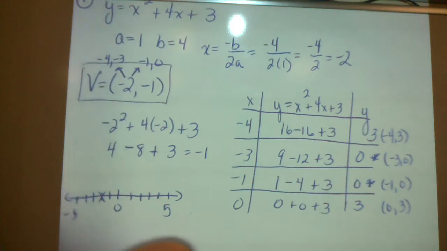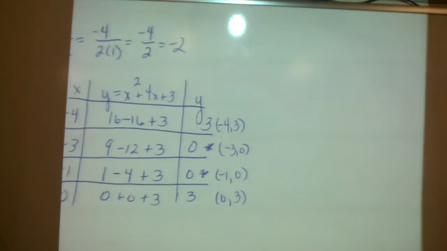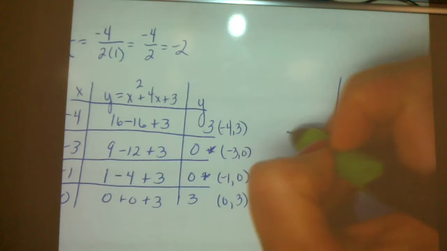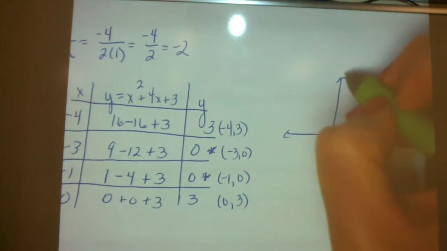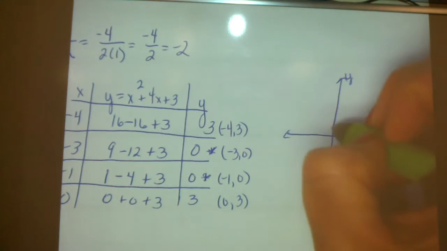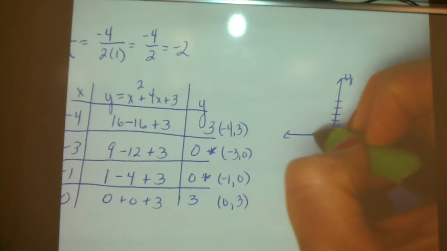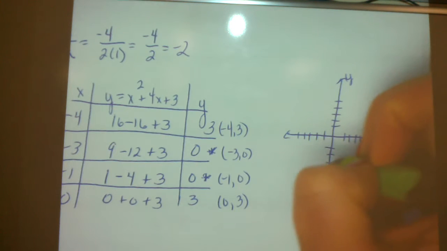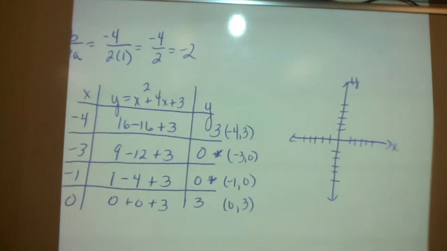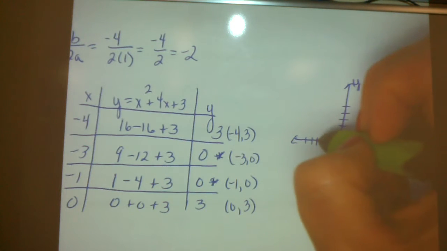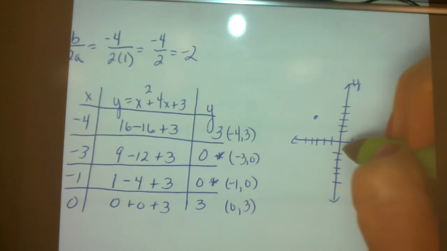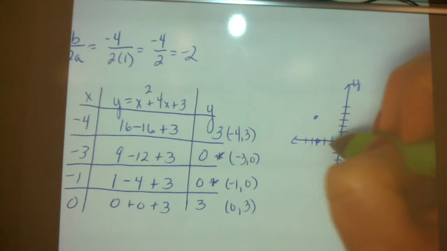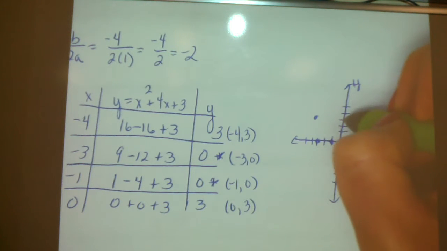Now I'm going to move this paper over so I can graph this. All right, let's go about 5 in each direction. Now I'm drawing this freehand, so they're not going to be that pretty. So let's start negative 4, 3. 1, 2, 3, negative 4. Up 3. Negative 3, 0. Negative 1, 0, and then 0, 3.